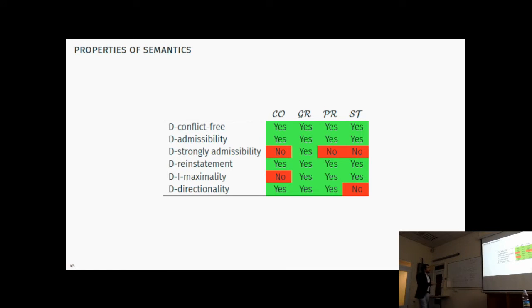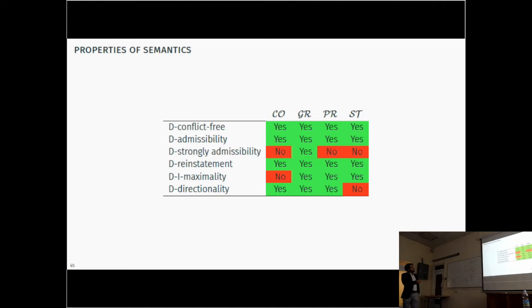Now, as I was mentioning, preferred has a very nice property apart from strong admissibility. The only one that satisfies strong admissibility is the grounded. But the grounded sometimes has the problem that if you have cycles, it might just end up being empty. So that's why the second best choice seems to be the preferred. The stable has the strange property that it doesn't satisfy directionality. Also, stable is, among those four semantics, the only one that may not exist. The simplest case is having an argument that is self-attacking. That makes it impossible to have a stable extension.